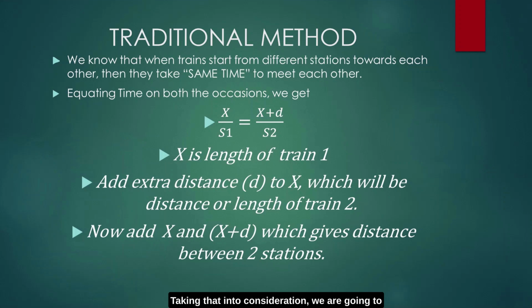Taking that into consideration, we are going to equate time on both the sides, and thus we can calculate the distance between two stations. We know that the basic formula of time is distance traveled divided by speed. Therefore, let x be the length of train 1 and x plus d, that is length of the train 2 plus extra distance traveled as the distance traveled by the train 2. Equate the equation and get the distance between the two stations. Let us solve some examples to understand this subconcept.